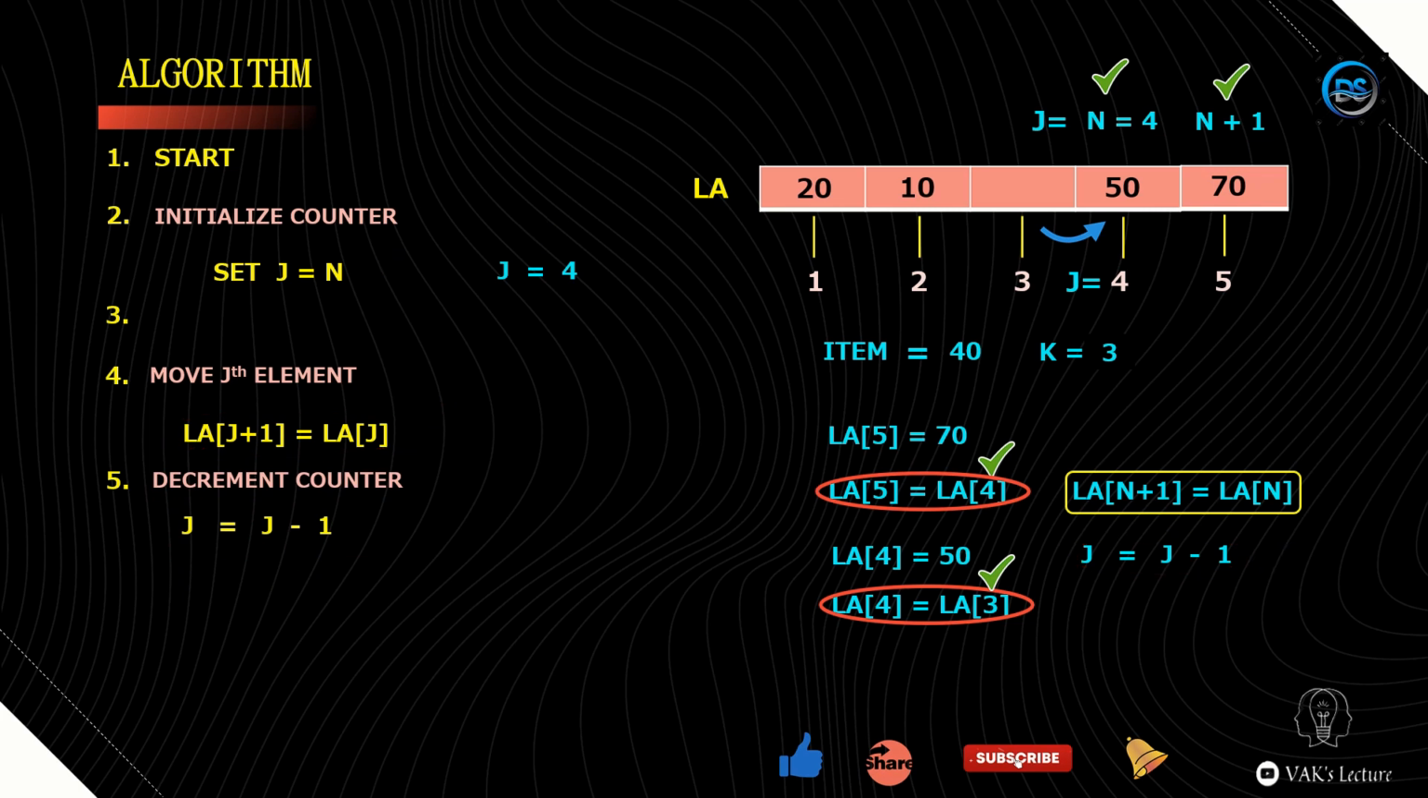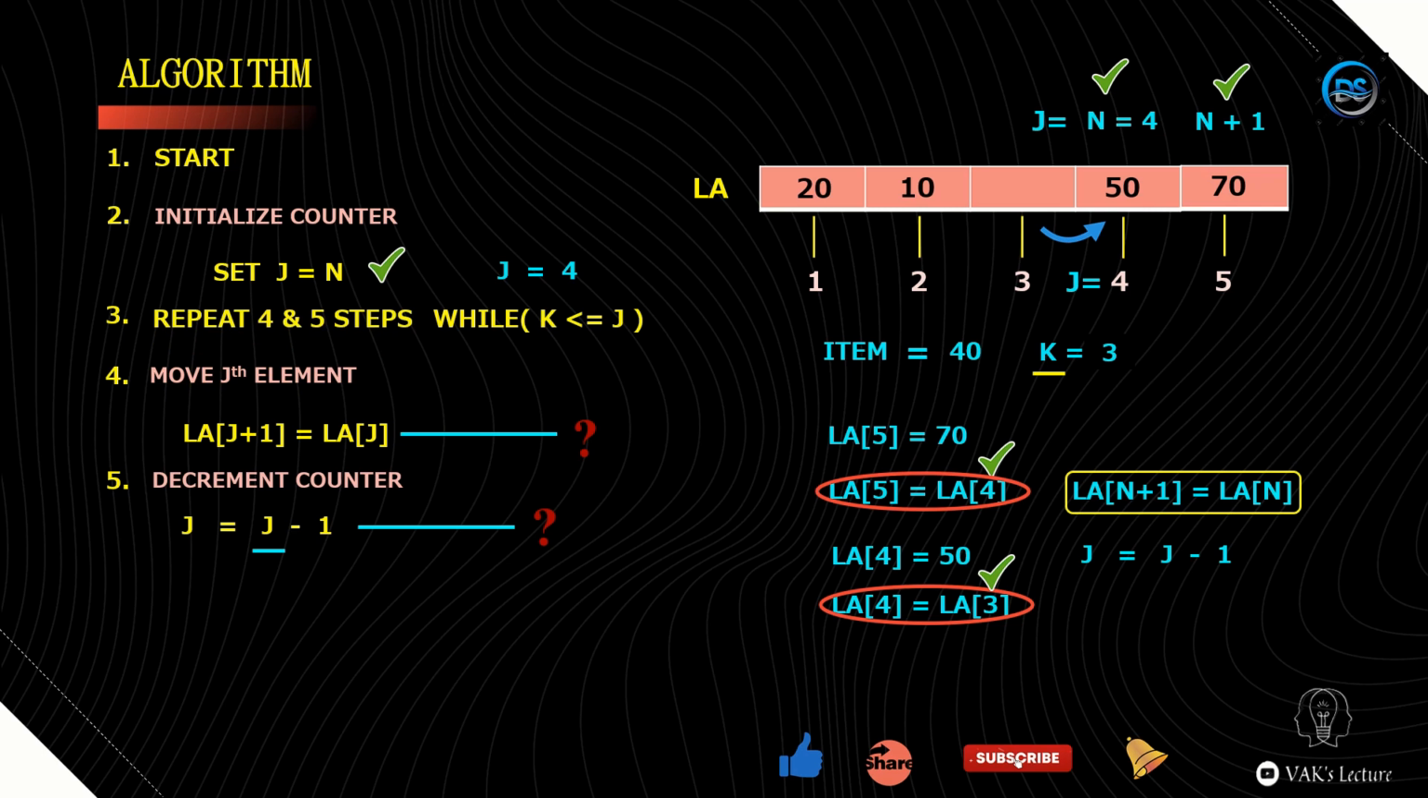Now, up to at what limit these two equations will be executed repeatedly? If you observe here, the last position is stored in j and j value is decremented by 1 up to reach k value, which is our inserted position. So obviously the k value will be less than or equals to j. So until this condition satisfies, the 4 and 5 steps will be executed continuously. If this condition fails, then in step 6 the insertion process will be done.